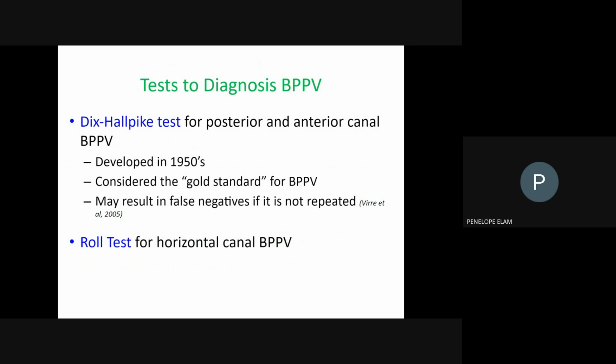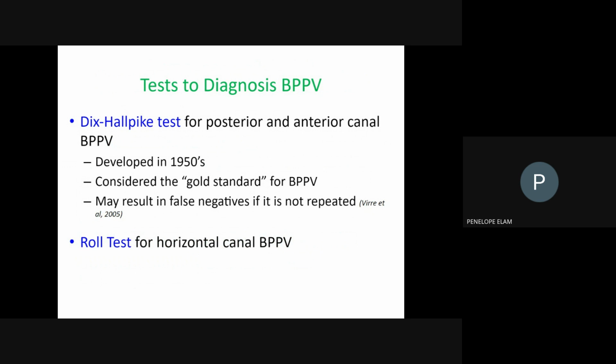Dix-Hallpike looks at the posterior and the anterior semicircular canals to see if the crystals are free-floating in those two canals. We also have the horizontal canal. Remember, Dix-Hallpike is not really going to look at that, because based on the way the canals are positioned 90 degrees from each other, those aren't going to line up for gravity to affect where the crystals move when we drop them back really quickly, like we would in the Dix-Hallpike. So we're going to do a roll test for the horizontal canal if we suspect it's there. However, in general, about 85% of all cases are going to be in the posterior canal.